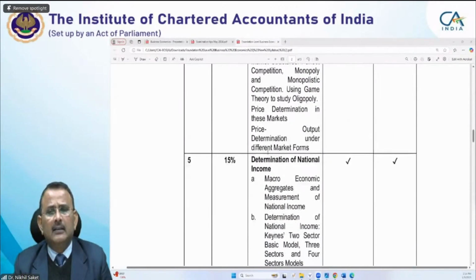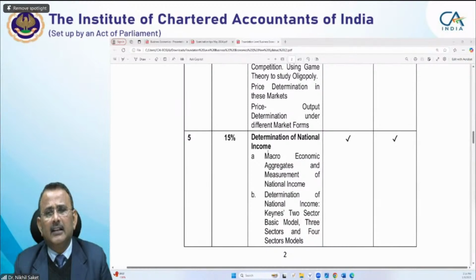Then the important part is determination of national income. Here, macroeconomic aggregates and measurement of national income. What is GDP? What is GNP? What is national income? How is national income calculated by all the three methods? Whether by calculating national income by three methods, the aggregate that you are getting will be the same. What are the components that are added in a particular method? All these are important from this unit, determination of national income.